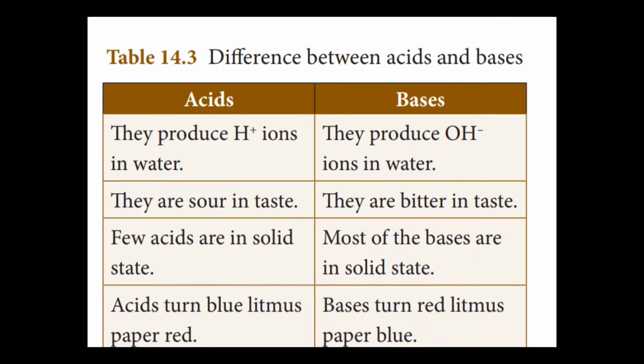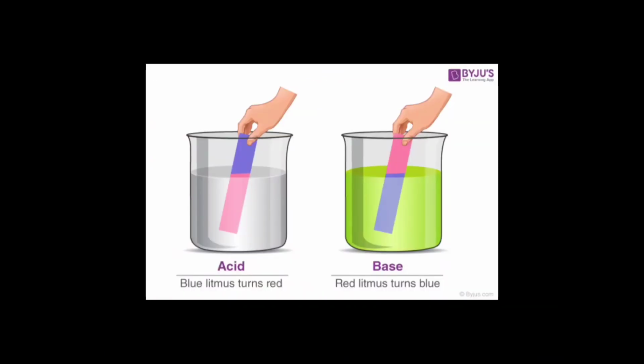Now we are going to see the difference between acids and bases. Acids produce hydrogen ion, H+ ion, in water. Bases produce hydroxide ion, OH- ion, in water. Acids are sour in taste, bases are bitter in taste. Few acids are in solid state, most of the bases are in solid state. Acid turns blue litmus to red, bases turn red litmus to blue.